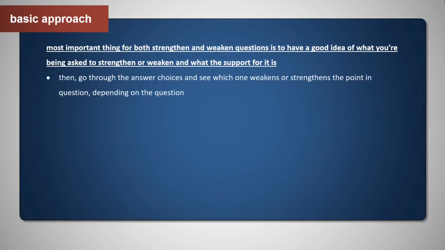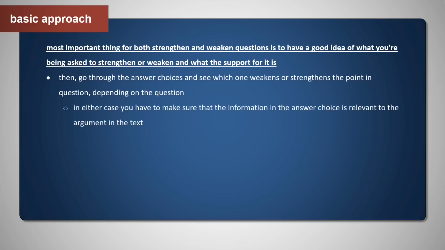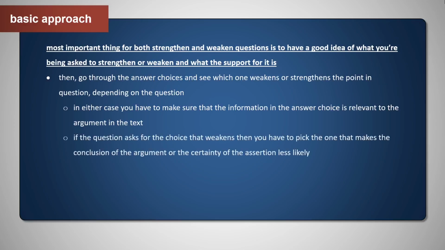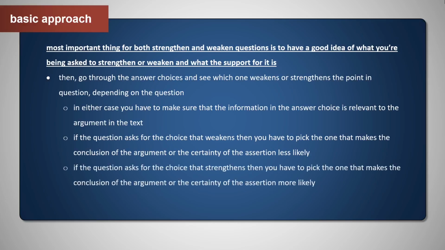Then, go through the answer choices and see which one weakens or strengthens the point in question, depending on the question. So, in either case, you have to make sure that the information in the answer choice is relevant to the argument in the text. Likewise, if the question asks for the choice that weakens, then you have to pick the one that makes the conclusion of the argument or the certainty of the assertion less likely. And if the question asks for the choice that strengthens, then you have to pick the one that makes the conclusion of the argument or the certainty of the assertion more likely.